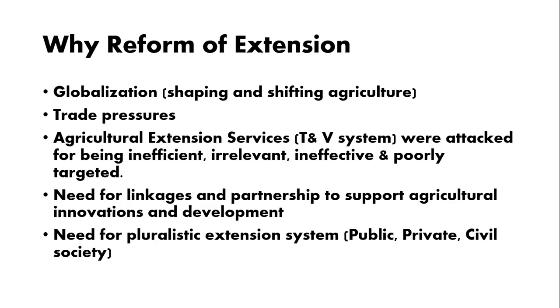And the trade pressure, that is generated by demand and supply, is called trade pressure. It also generates impact on the extension system to supply such quality products. And the agricultural extension system, the T and V visit, has become inefficient, irrelevant, ineffective and poorly targeted. Therefore, the traditional approaches should be changed, and there is a need for linkages and partnerships to support agricultural innovation and development.